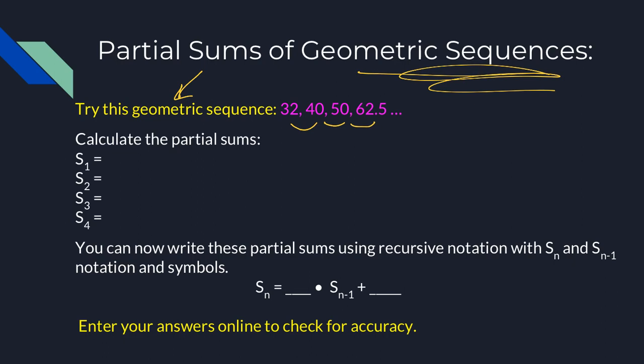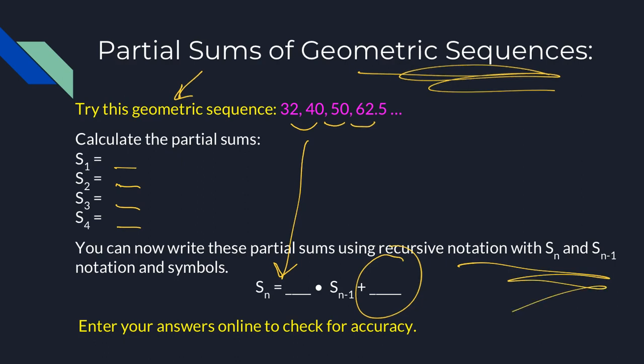And so you would list out the partial sums here, and once you get those written out, you can start to see a pattern between the numbers. Essentially you're going to take the pattern and put it in this blank spot, and then put your first term here so that you can calculate the proper S sub n recursive notation of your geometric sequence.